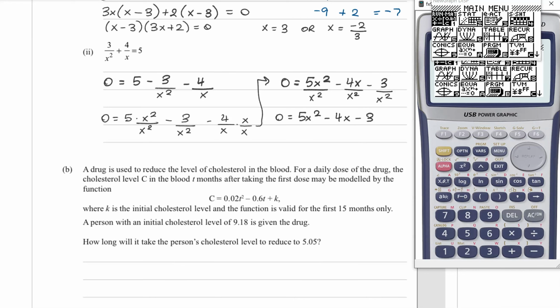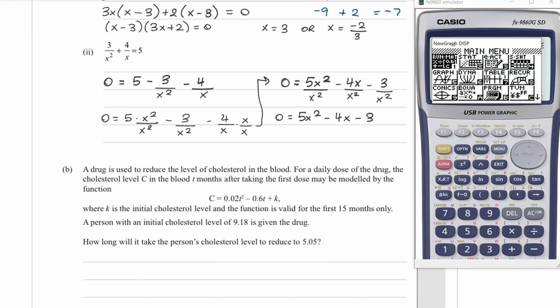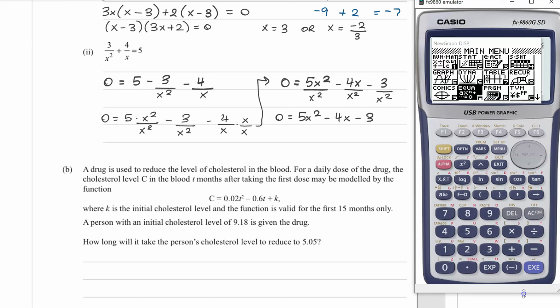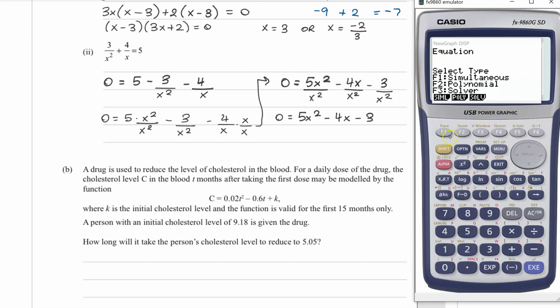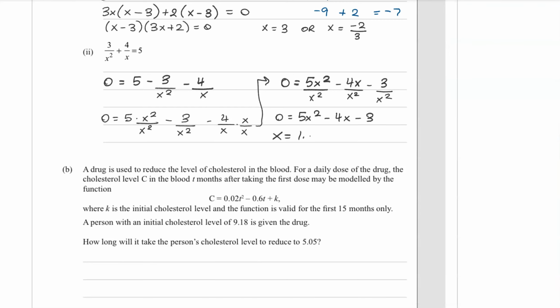So if I go down to equations, I should make this bigger a bit. There we go. Equation, polynomial, 2, I've got 5, negative 4, and negative 3. I get 1.271 or 1.272 and negative 0.472. I'll just round it to 2 dp, so I've got x is equal to 1.27 or negative 0.47, and these are my two answers.